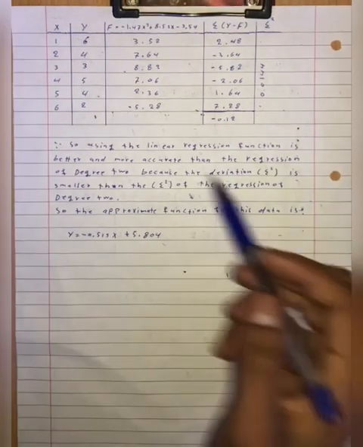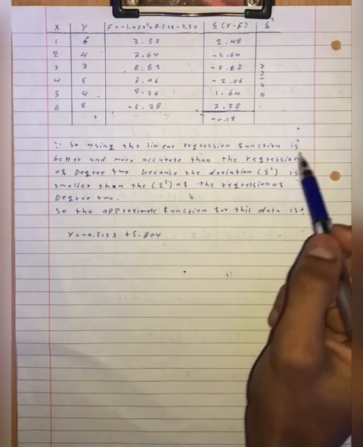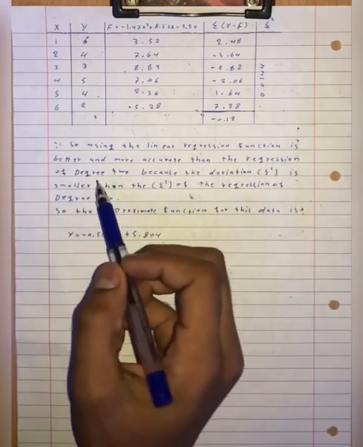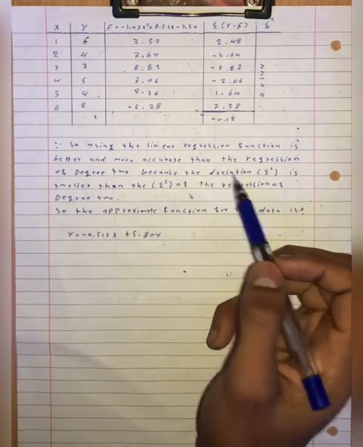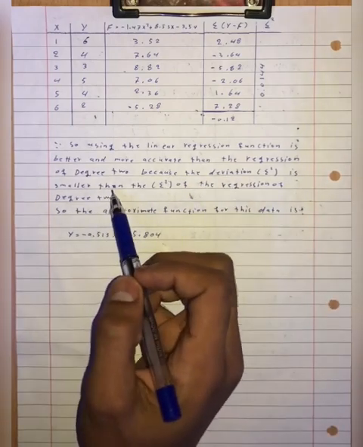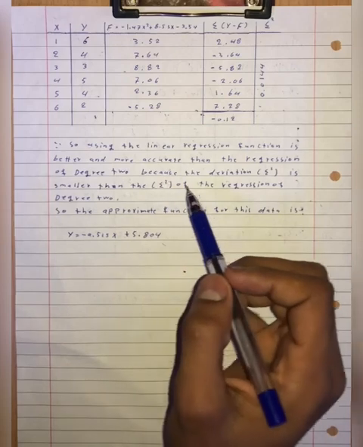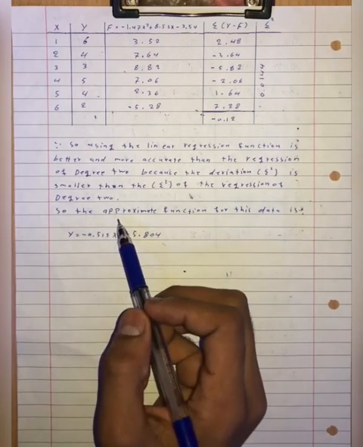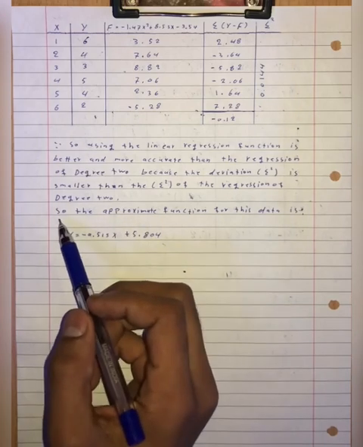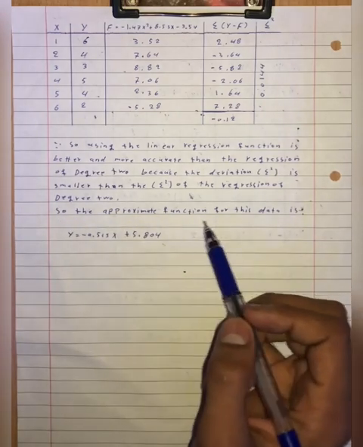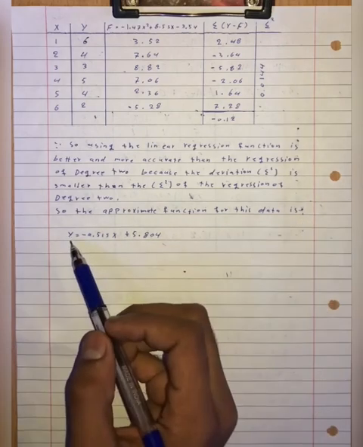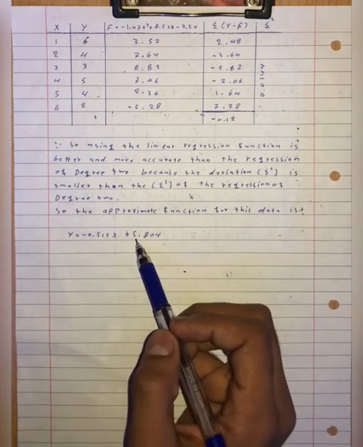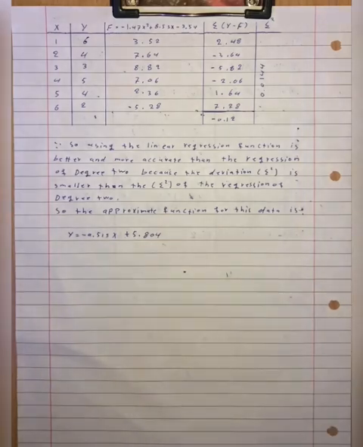0.0144. So using the linear regression function is better and more accurate than the regression of degree 2 because the deviation square is smaller than the deviation square of the regression of degree 2. So the approximate function for this data is y equals minus 0.515x plus 5.804. Thank you.